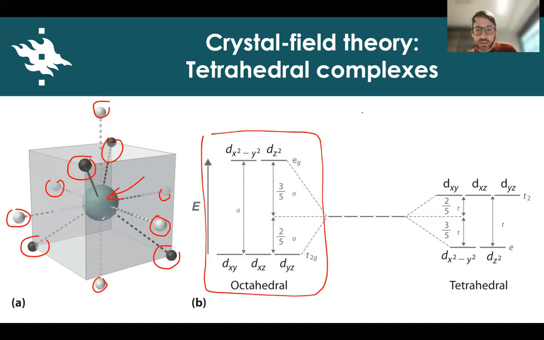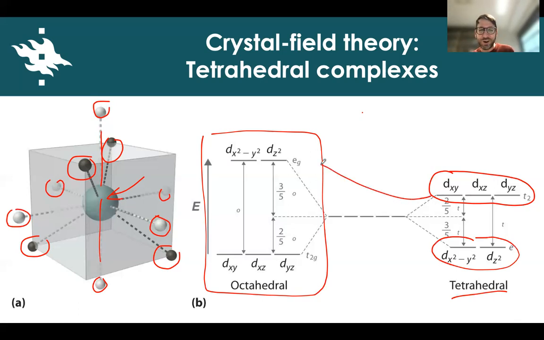So for the tetrahedral complex, an opposite trend is observed, as the ligands are now positioned in between the axes. Therefore, the orbitals positioned in between the axes will have their energy increased relative to the barycenter, while the orbitals positioned along the axes will have their energy decreased. So this is the opposite of what we see in the octahedral complex.